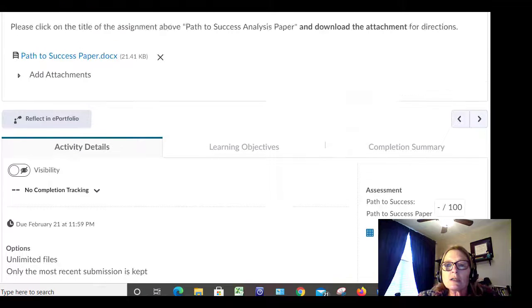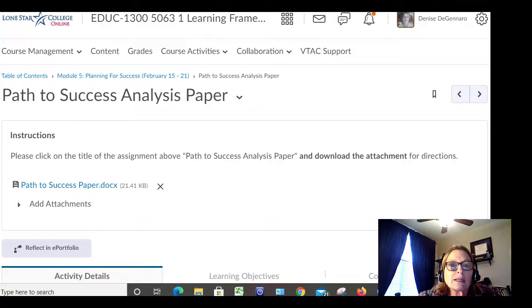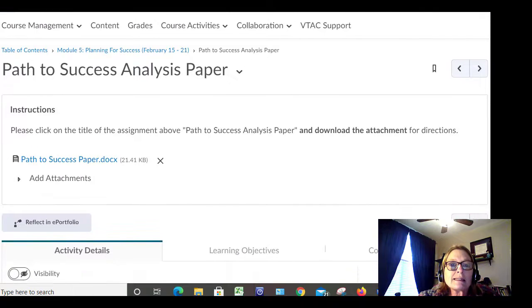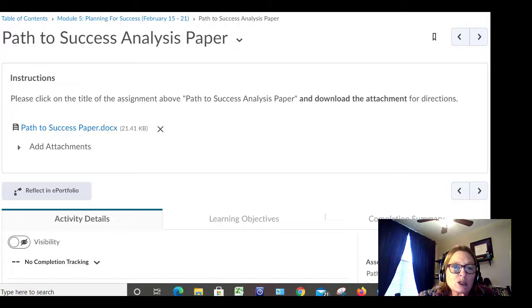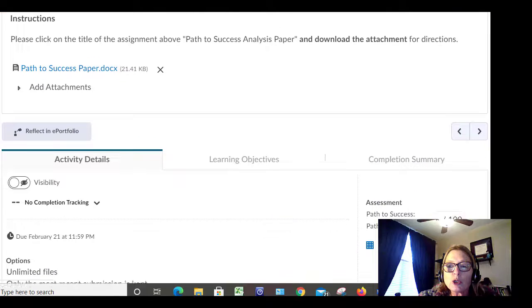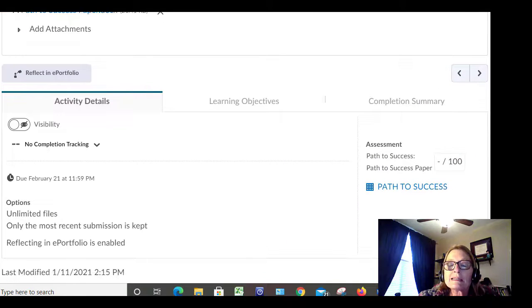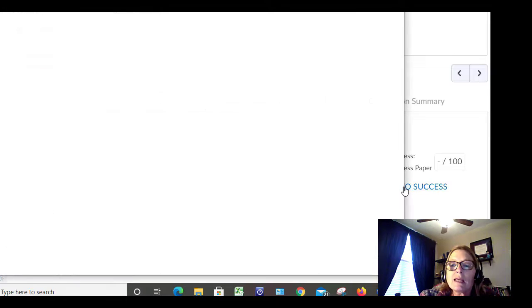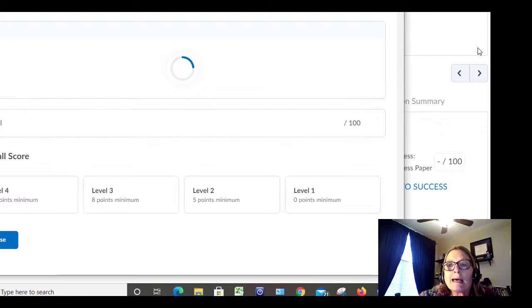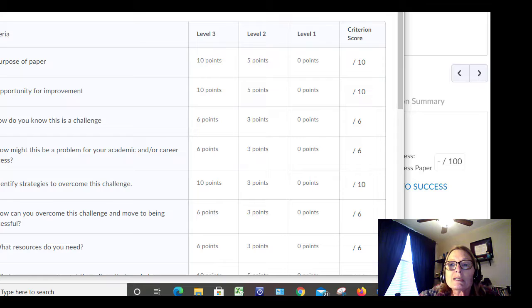Okay, I want to go back up to the top of the screen. All right, we're on the Path to Success analysis paper, and this is where you pull the document with the assignment. And now look to the lower right, the assessment. It is 100 points, and you see this grid with a link, Path to Success. I'm going to click that, and you can do the same. Click that, and you can see the rubric that I will be looking at while I am grading your assignment.